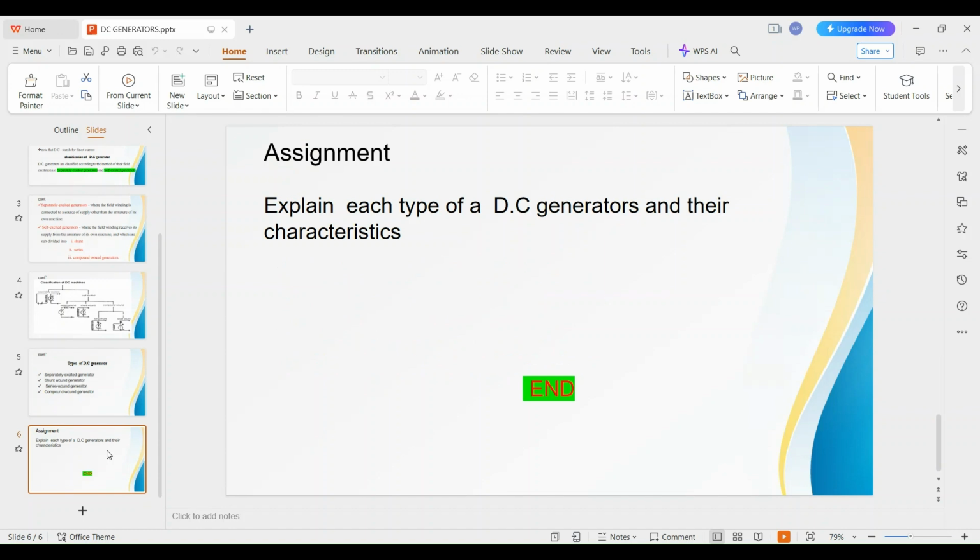So here is an assignment for you. I would like you to explain each type of DC generator and state their characteristics.